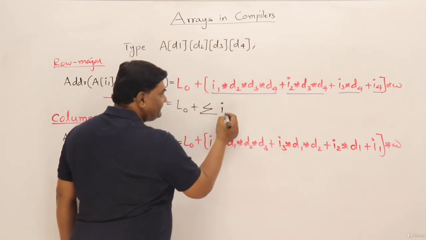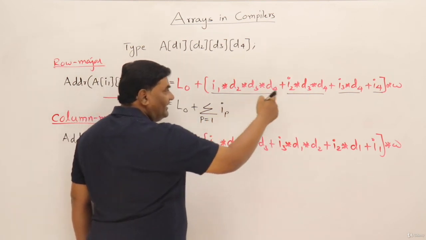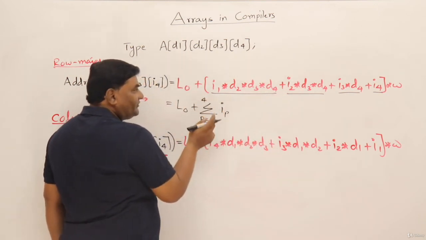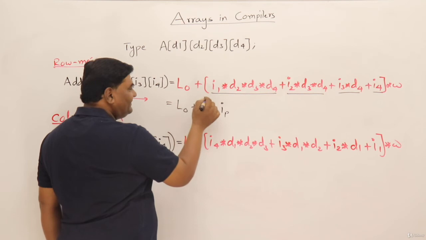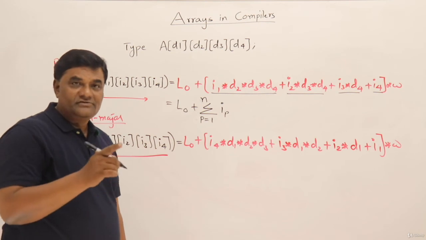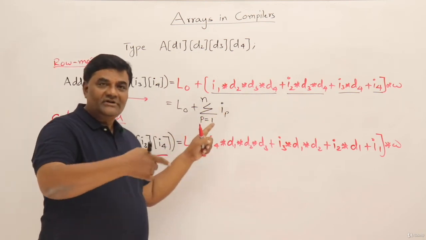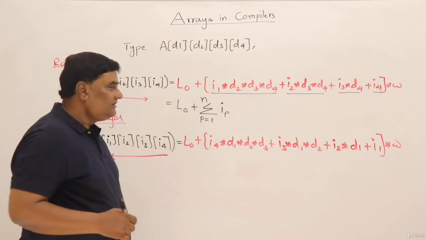I will call the subscript P. So P takes the values from 1 to, it is going up to 4. So instead of 4, just make it n. So this will be for n dimensions. P takes the values from 1 to n, so this will become I1, I2, I3, I4 and so on up to n dimensions.